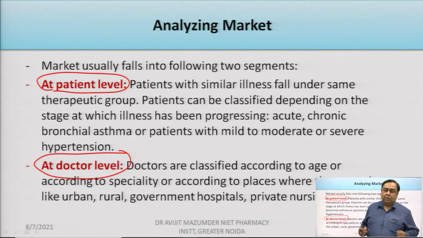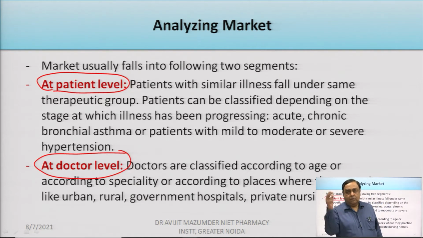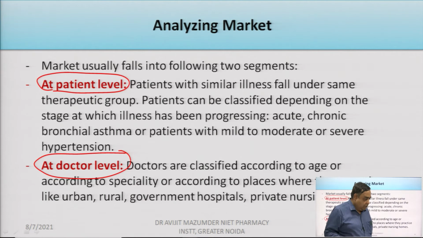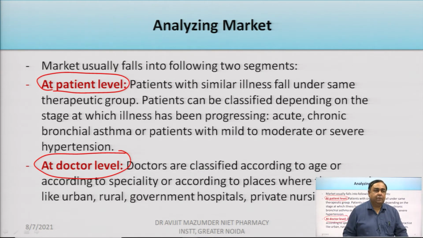Whenever we are talking about patients who are suffering from hypertension, we can classify whether he is a patient of mild hypertension, or a patient of moderate hypertension, or a patient of severe hypertension. That is the way we can classify. So, the main classification here is on the basis of the disease he or she is suffering from.